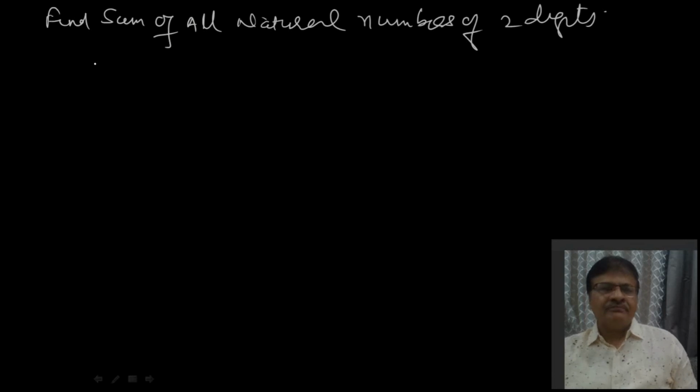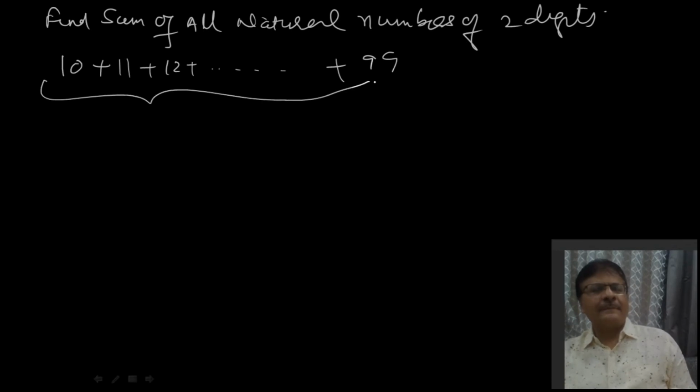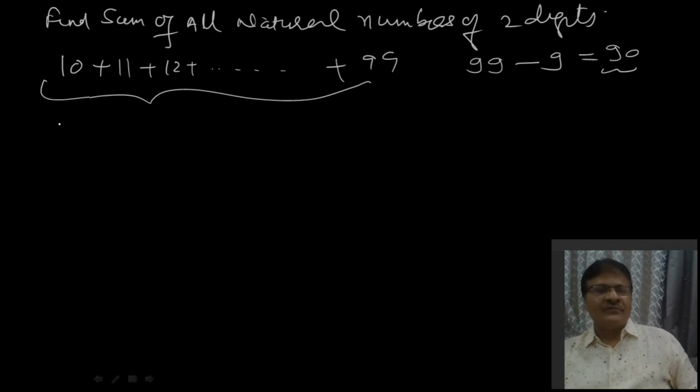Is that clear? Now what is the first 2 digit number? 10, then 11, then 12, and so on. What is the last 2 digit number? 99. That only I require. So how many numbers are there? From 10 to 99 we can calculate this way, 99 minus 9, because from 10 we are starting, so the first 9 we are not taking, so we are having 90 numbers this way. Is that clear? So again apply the formula, number of terms by 2, first term plus last term, that's it.